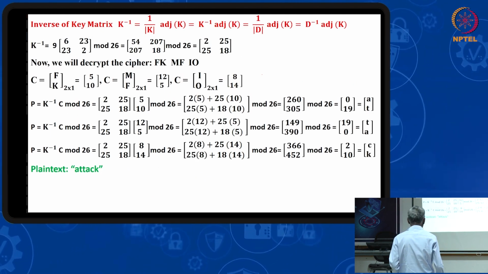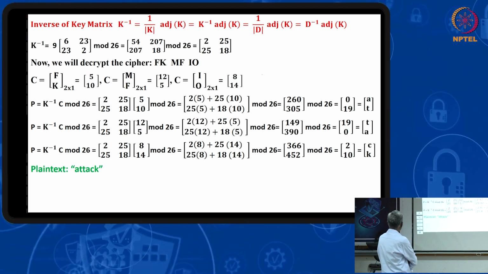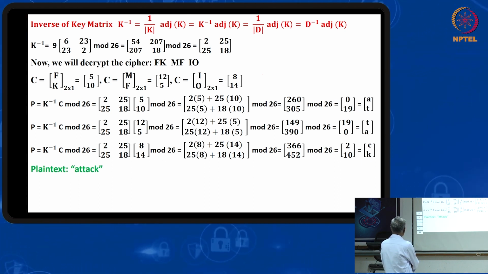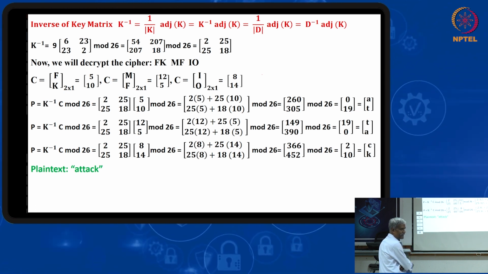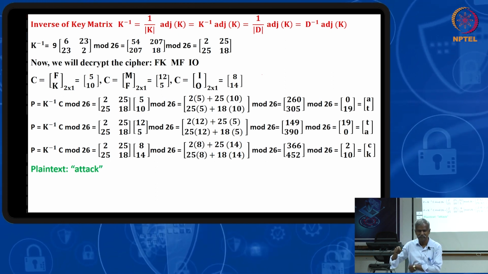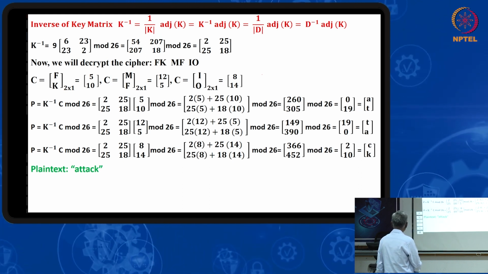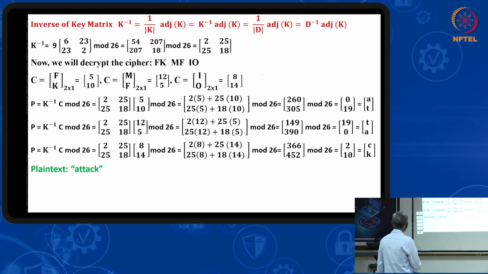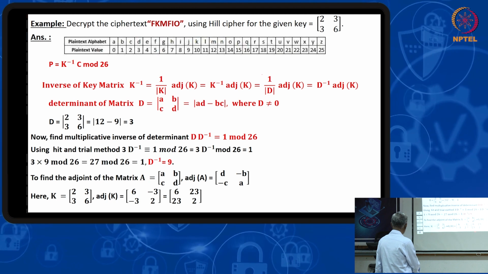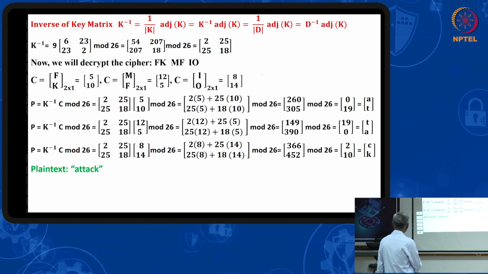Now, the inverse of the matrix: K inverse equals 1 by the determinant of K times the adjoint of K. When you apply that formula, K inverse equals 1 by determinant. The determinant was 3, so 1 by 3 means the inverse of 3 in modulo 26 algebra, which is 9. We found that. So 9 into, from the previous slide, the copied values: 6, 23, 23, 2. We have this matrix.